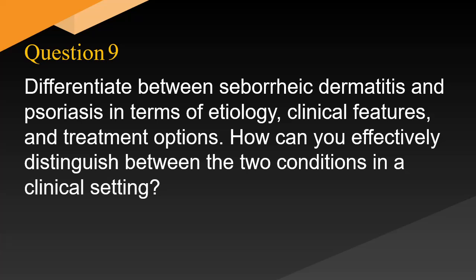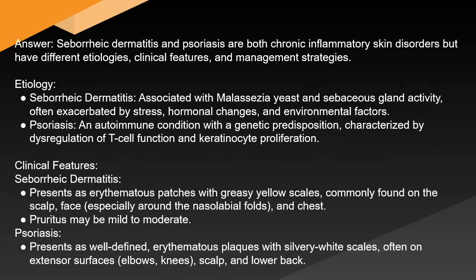Differentiate between seborrheic dermatitis and psoriasis in terms of etiology, clinical features, and treatment options. How can you effectively distinguish between the two conditions in a clinical setting? Answer: Seborrheic dermatitis and psoriasis are both chronic inflammatory skin disorders but have different etiologies, clinical features, and management strategies. Etiology: seborrheic dermatitis is associated with Malassezia yeast and sebaceous gland activity, often exacerbated by stress, hormonal changes, and environmental factors. Psoriasis is an autoimmune condition with a genetic predisposition, characterized by dysregulation of T cell function and keratinocyte proliferation.